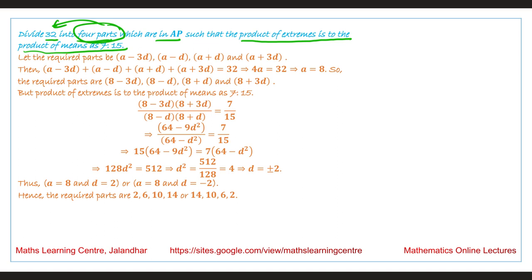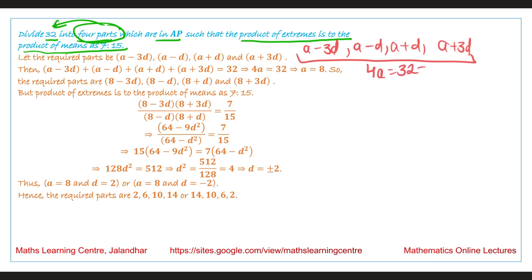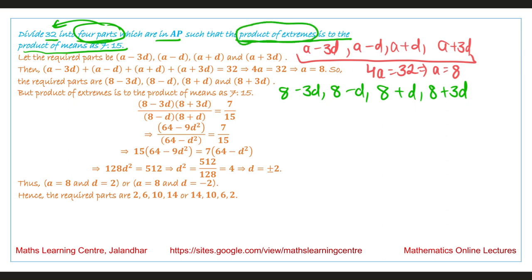So suppose the 4 numbers in AP are a minus 3d, a minus d, a plus d, and a plus 3d. Now the sum of these 4 numbers is 4a, and it is given to be 32. So we get the value of a is 8. So the 4 numbers we have are 8 minus 3d, 8 minus d, 8 plus d, and 8 plus 3d. Now it is given that the ratio of the product of extremes to the product of means is 7:15.